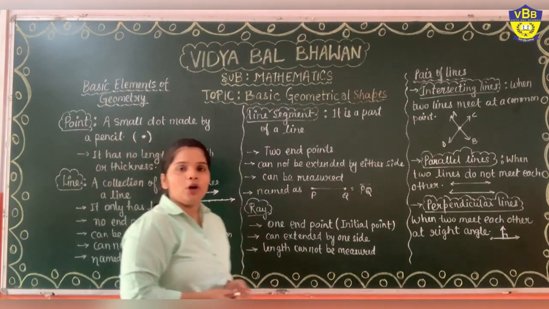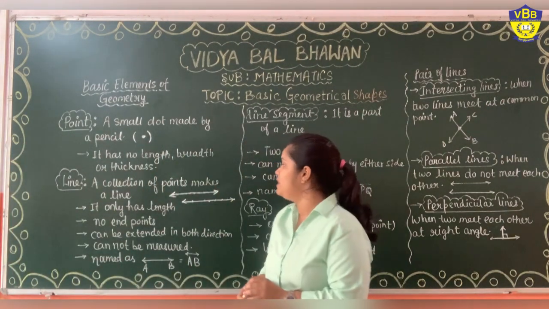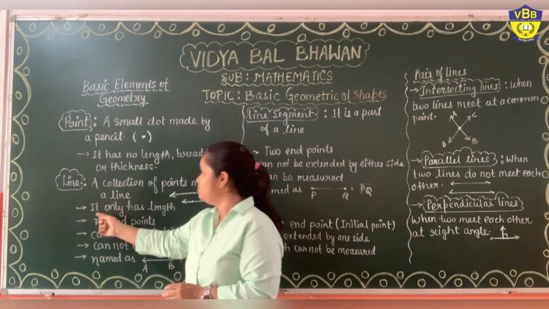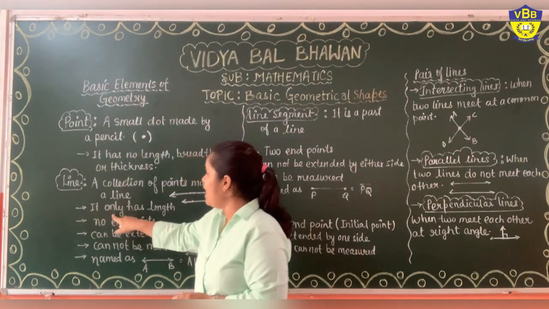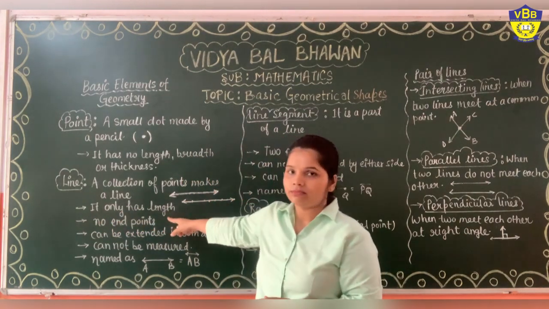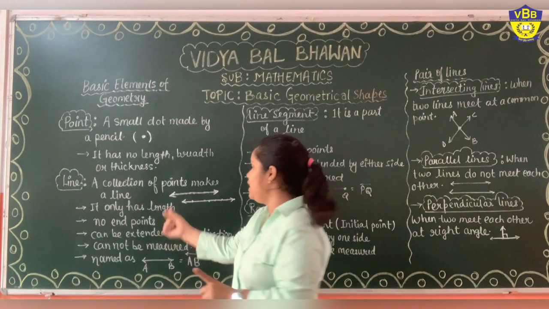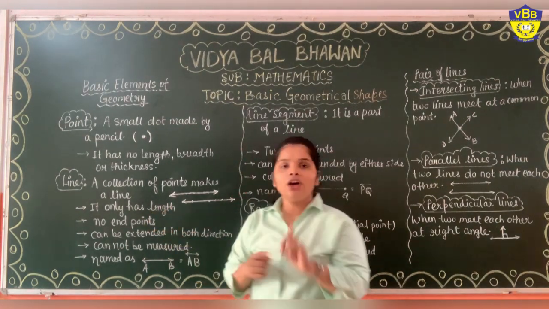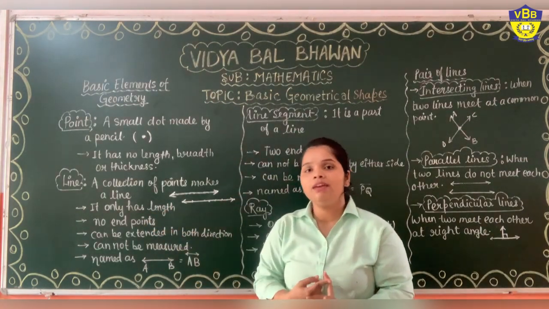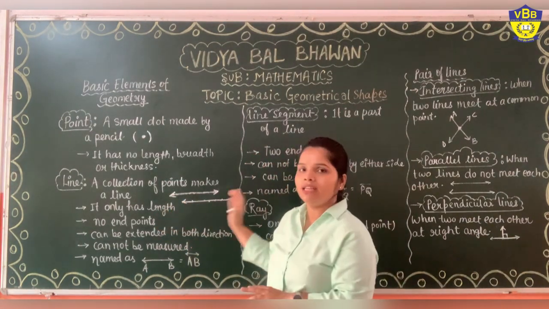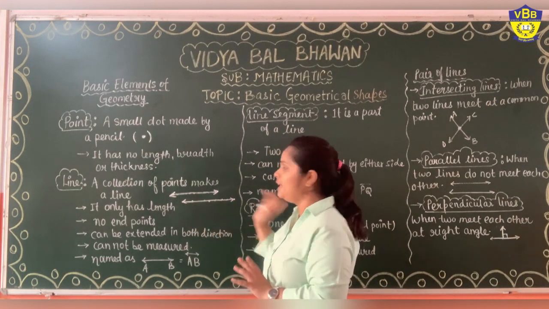Now, what are the properties of a line? If we see the characteristics of a line, a line has only length. It has only one dimension, that is length. It does not have breadth and does not have thickness. It only has length.